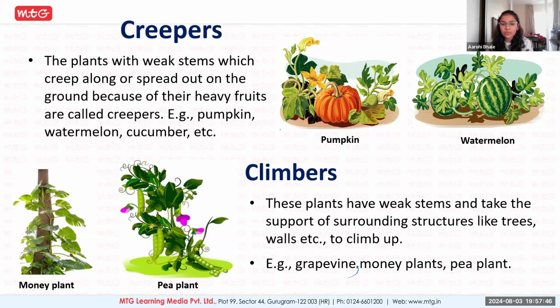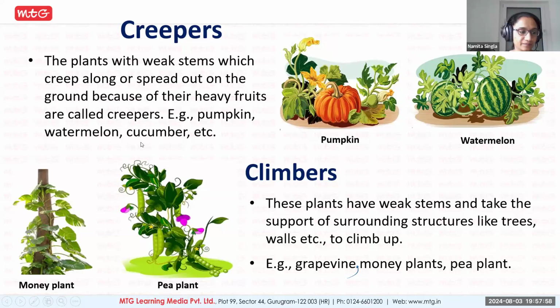Ma'am, I have a doubt. Yes, please let me know. In the creepers, there's an example cucumber, but I don't think so. Cucumber is a creeper because I saw a cucumber plant. It was not really creeping. It was standing upright. Okay, so I will check for cucumber also. Let me just note it down. What is your name, dear? Arohi. Okay, Arohi has asked this question about cucumber. I will check for this thing also. Maybe it is wrongly mentioned here.